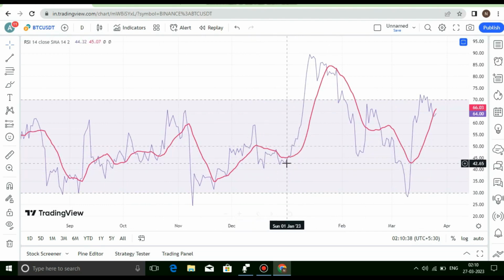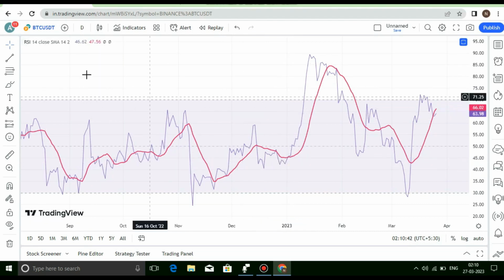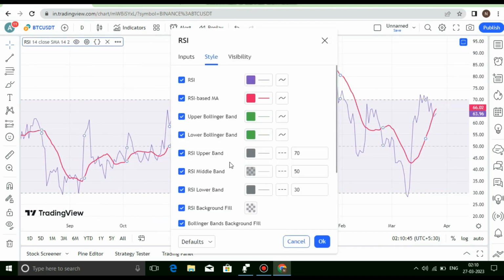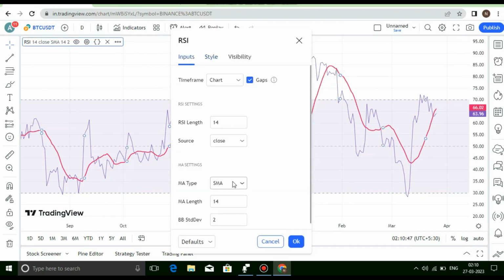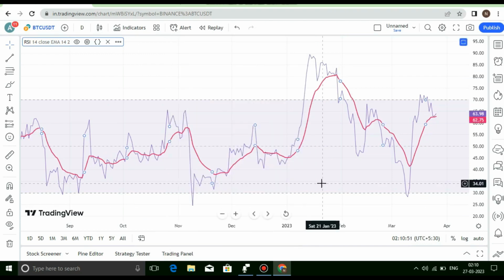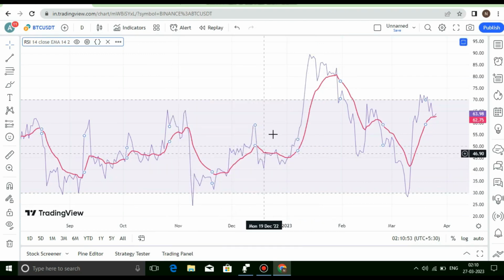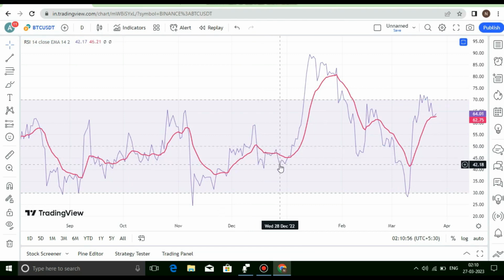The 14-day RSI has crossed the simple moving average. Oh, I'm still using the SMA. Let's apply the EMA. By the way, EMA is more reactive as compared to SMA. So this was the thing. You can see that the RSI got down and then crossed the EMA from the below side, and then it goes up.